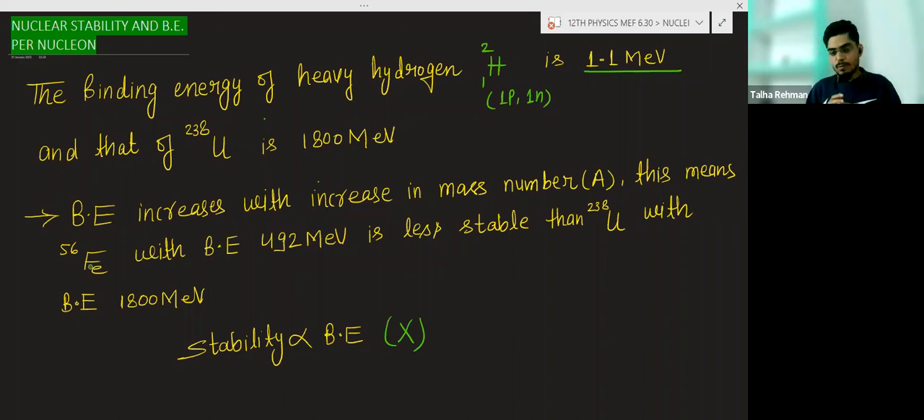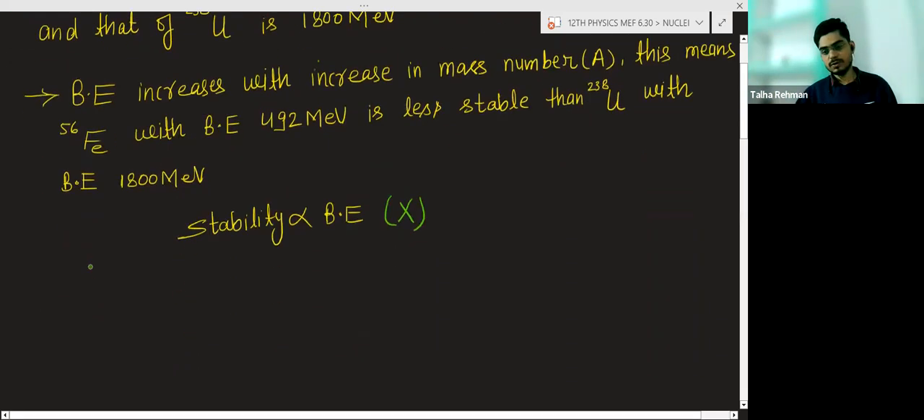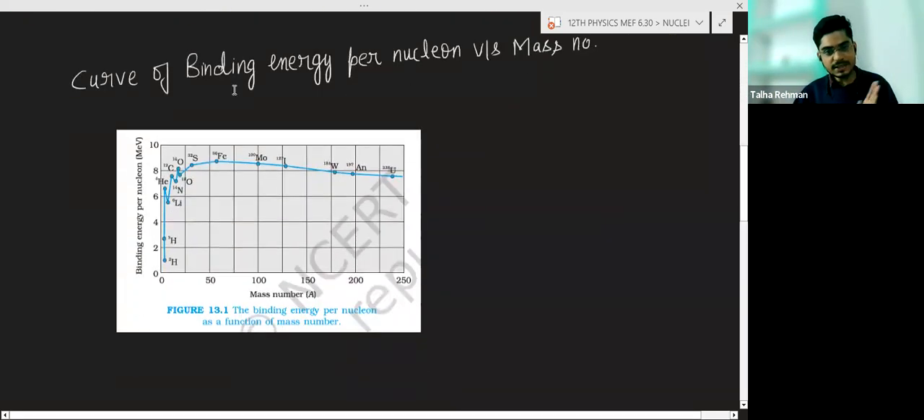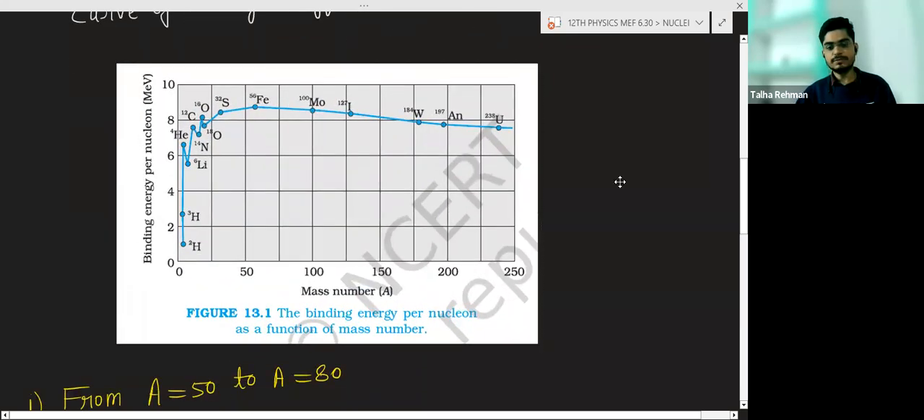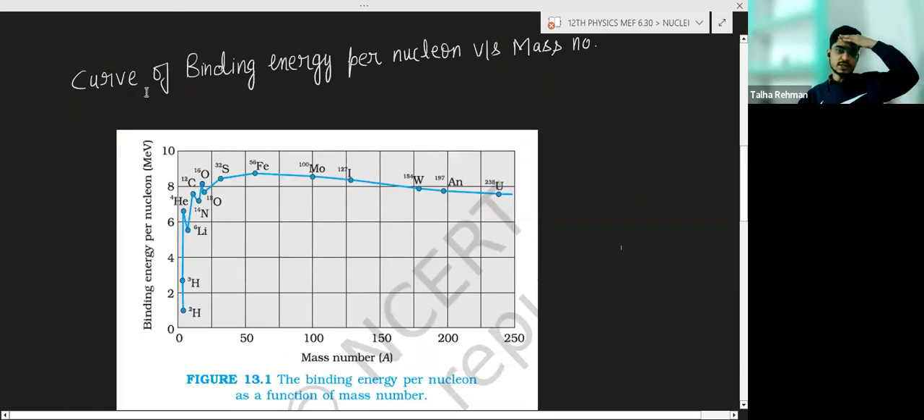Because the more the mass number, the more the binding energy, but at the same time, the more will be the number of nucleons to manage. Okay, so basically this is the curve given in the NCERT. From this curve we will conclude some results. So basically this is the curve of the binding energy per nucleon versus mass number. On this axis is the binding energy per nucleon in mega electron volt, and this is the mass number.